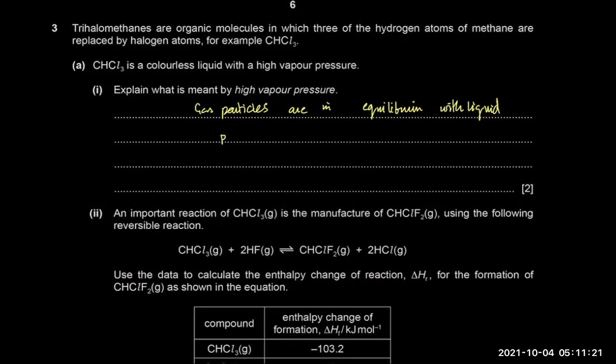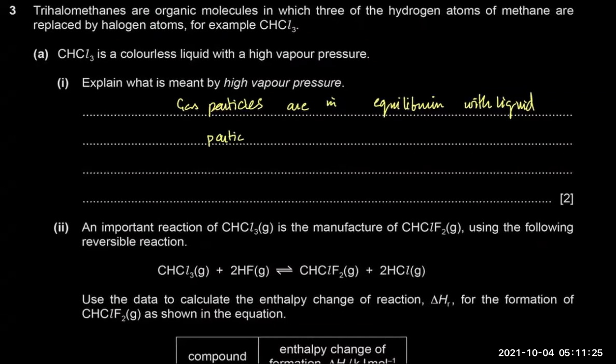Okay, so gas particles are in equilibrium with liquid particles. But if we have high vapor pressure, that means this equilibrium lies towards the gas particles more. Okay, okay.